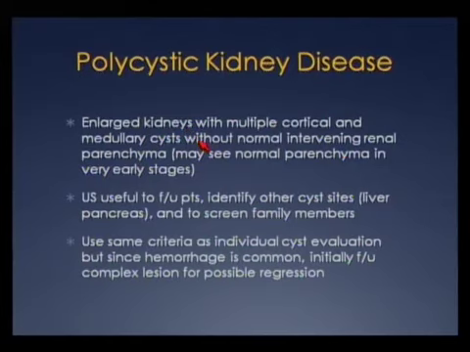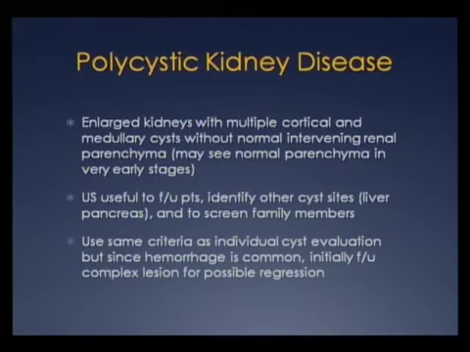medullary cysts without normal intervening renal parenchyma. Early on in the disease process, in patients under the age of 30, you may see normal renal parenchyma, but as these patients age, you should not see normal renal parenchyma. And basically, we use ultrasound in these patients to identify other sites of cysts, such as the liver or the pancreas, to screen family members, and also to follow up the cysts.